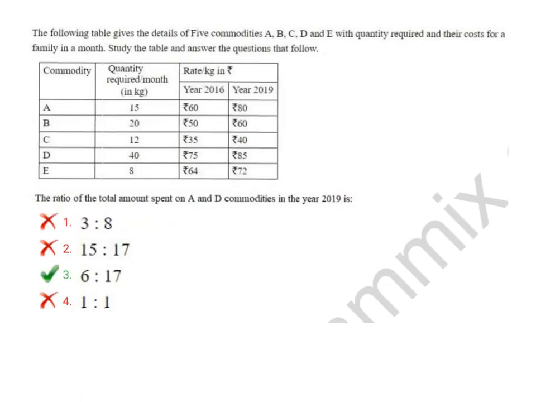The next, the ratio of the total amount spent on A and D commodities in the year 2009. So we know already A is 1200, and D also we know, just now we found it is 3400. Therefore 12 is to 34, cancel it by 2, that is 6 is to 17.